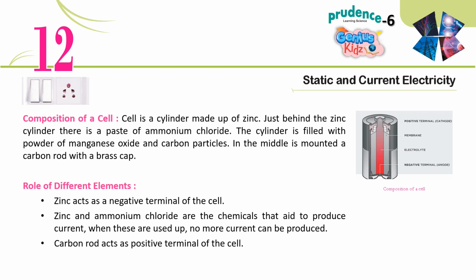Role of different elements. Zinc acts as the negative terminal of the cell. Zinc and ammonium chloride are the chemicals that aid in producing current. When these are used up, no more current can be produced. The carbon rod acts as the positive terminal of the cell.